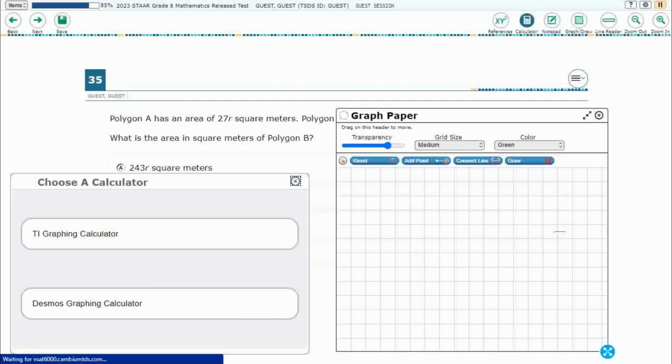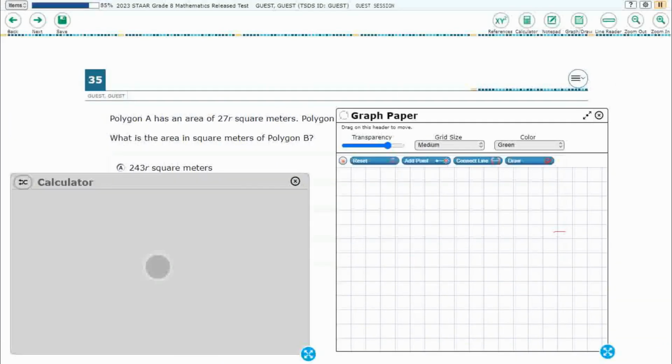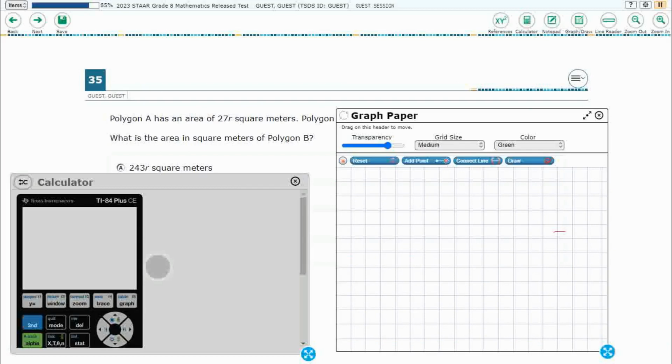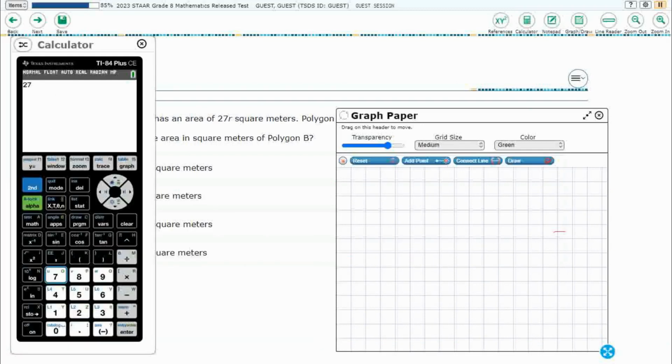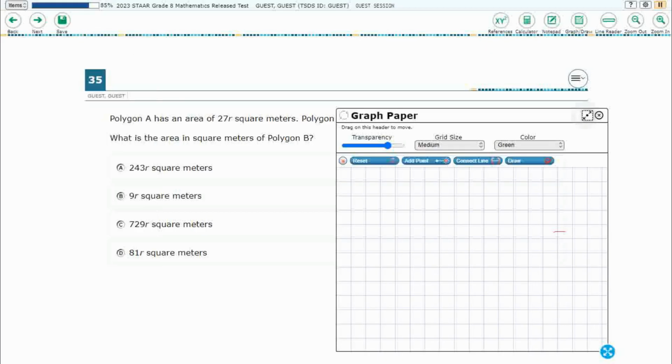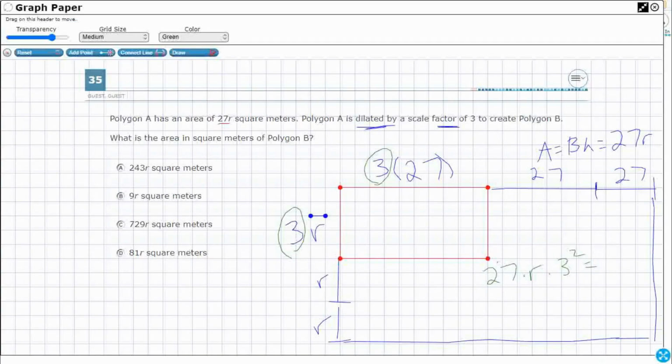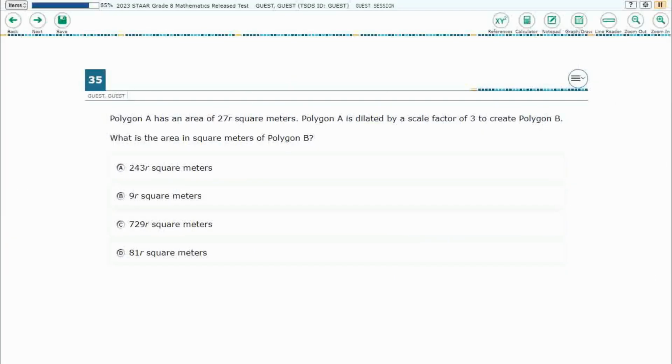So let's open up our calculator. See what 27 times 9 is. 243. Okay, so 243R is going to be our answer because I had to multiply both the base and the height by my scale factor of 3. So my answer is A.